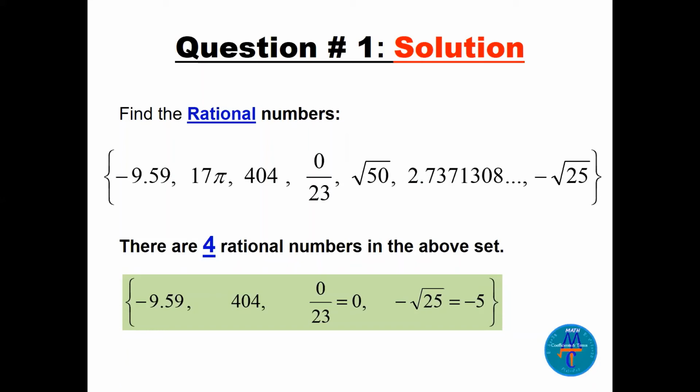See, the rational numbers are 4 because you can find them here. I found them in this small set. Minus 9.59, it's decimal terminating, completely finished. 404 is an integer. 0 over 23, 0 is a rational number. Minus square root of 25, which is 5. See, square root of 50, we cannot simplify, so it is an irrational number.